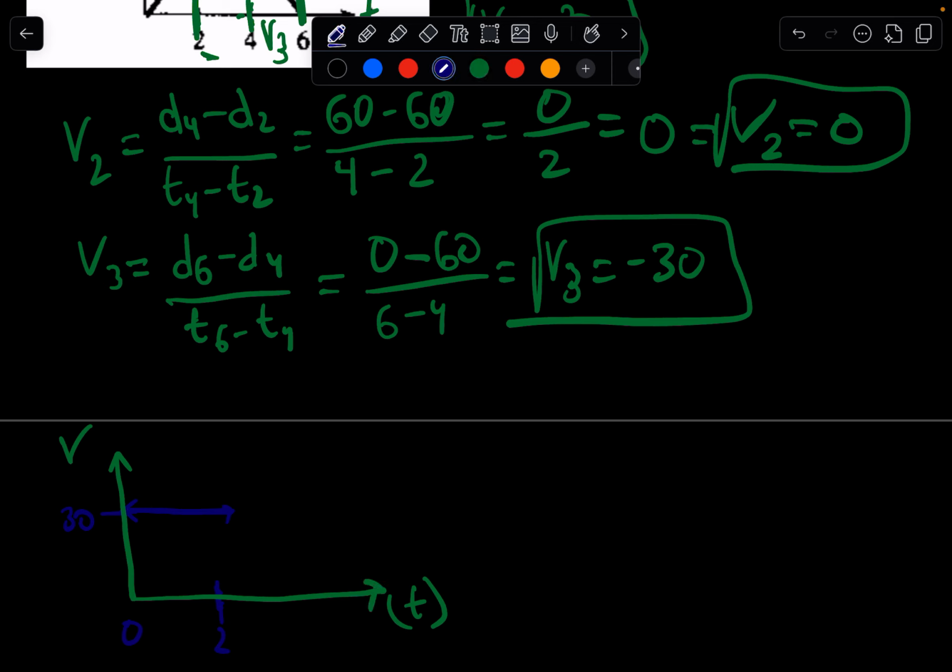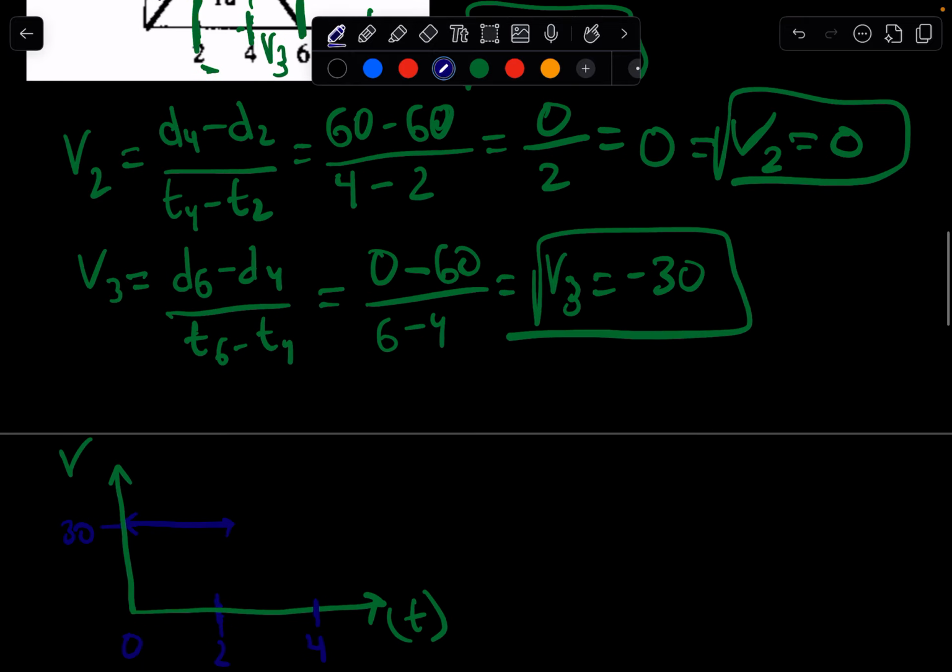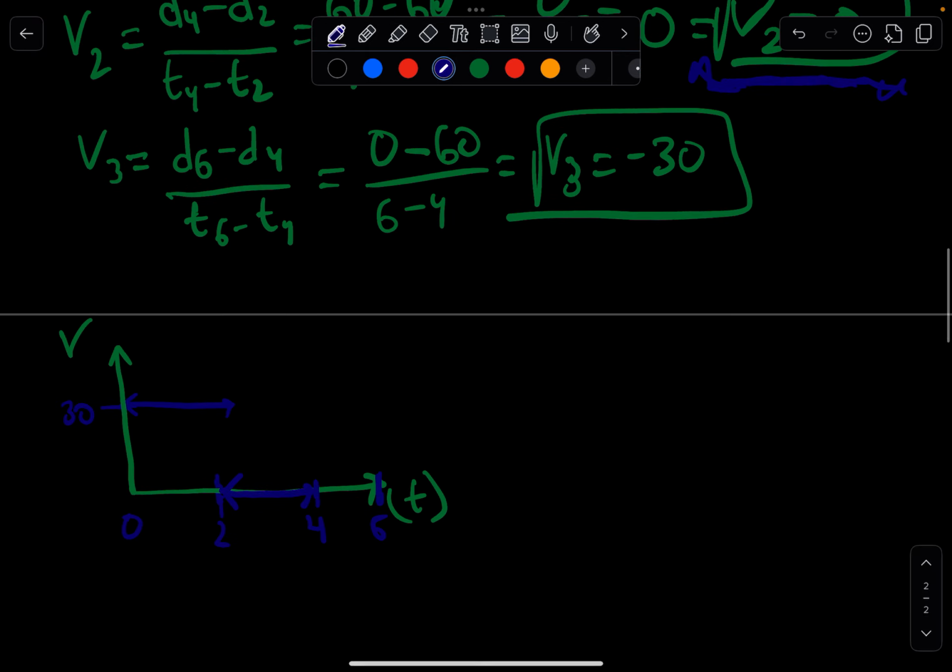Okay, now we can talk about at time 4. So at 4, our velocity was 0. So from here to here, our velocity was 0, right? I got this from V2, this one right here. Our V2 during that time, velocity was 0. And then finally at time 6, our velocity was again, actually it was minus 30. So it's actually somewhere here, minus 30.